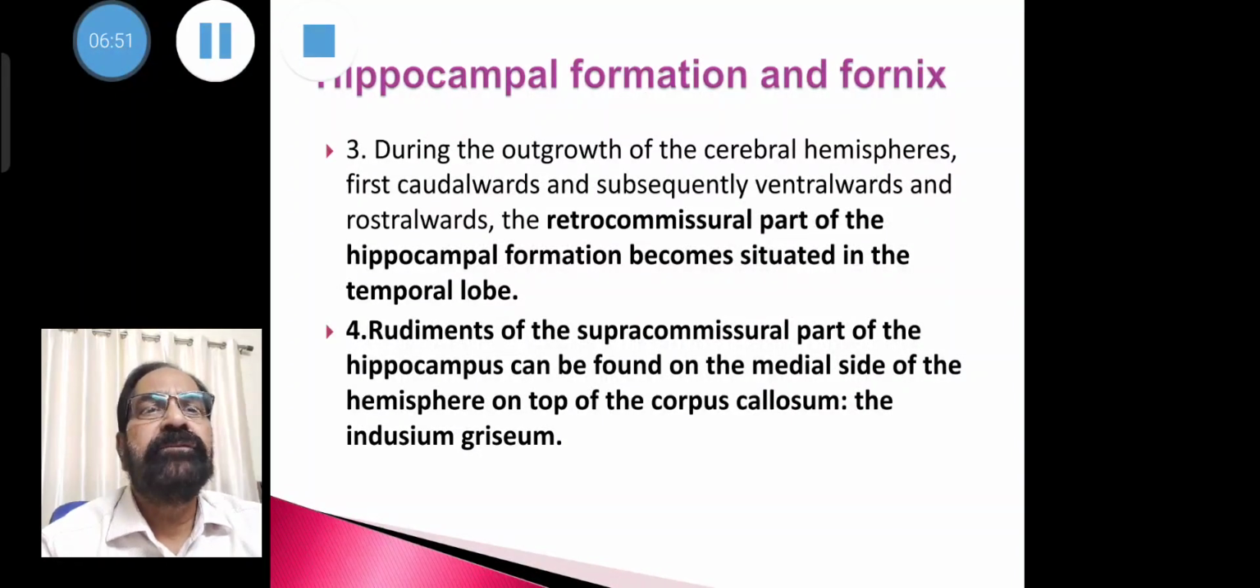Hippocampal formation and fornix. During the outgrowth of cerebral hemispheres, first caudal, subsequently ventral and rostral, the retrocommissural part of the hippocampal formation becomes situated in the temporal lobe. The rudiment of the supracommissural part of the hippocampus can be found on the medial side of hemisphere on the top of corpus callosum, that is the indusium griseum.